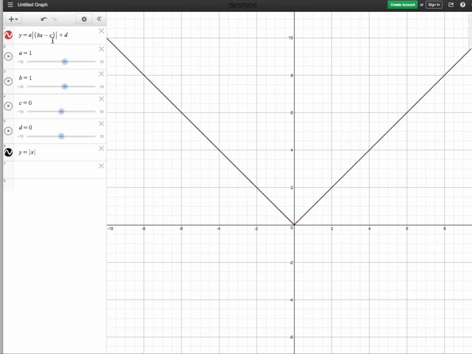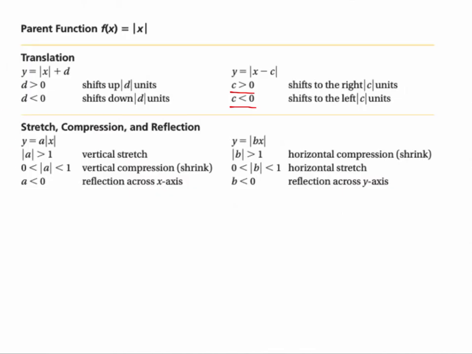Now c, when I move c to the right, when c is positive, so I have x minus c, that's going to move the entire function to the right. And when c is negative, it moves it to the left. And d is the vertical shift up and down. Up when d is positive, down when d is negative. So with some random function, you can see you have all of these weird things you can do to the absolute value function. Let's do a couple of problems.